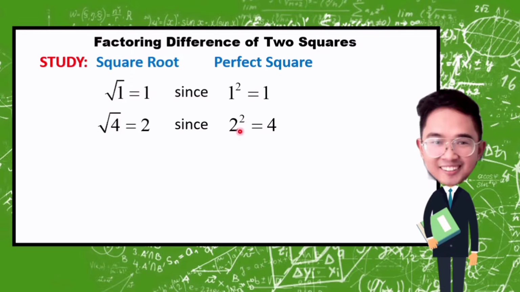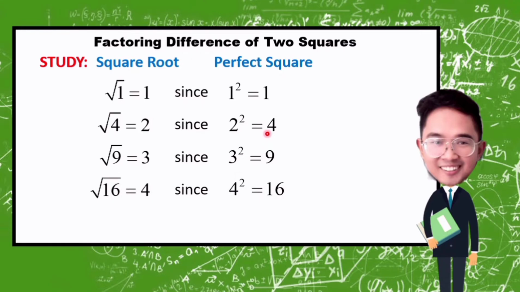Remember that the exponent tells you how many times you are going to multiply the base by itself. So if we are going to expand 2 squared, it will become 2 times 2. Next, square root of 9 is equal to 3, since 3 squared is equal to 9. Square root of 16 is equal to 4, since 4 squared is equal to 16. Square root of 25 is equal to 5, since 5 squared is equal to 25.